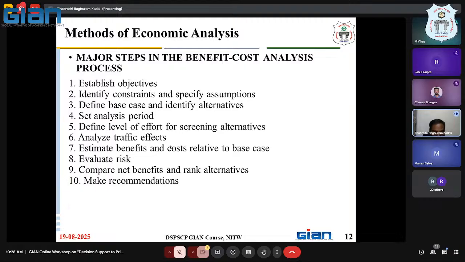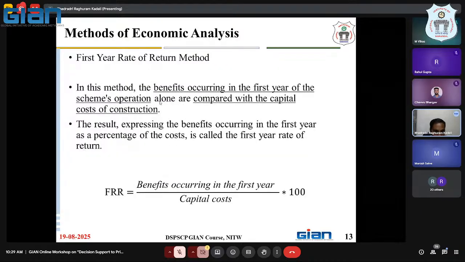So what are the different types of impacts on the project, and estimate the benefits and the costs relative to the base case. So what is the actual base case and what are the different alternatives you are setting up? Then we need to look at the risks, compare the total net benefits and rank all the alternatives. So this is generally the way the major steps will be adopted in the BCA method.